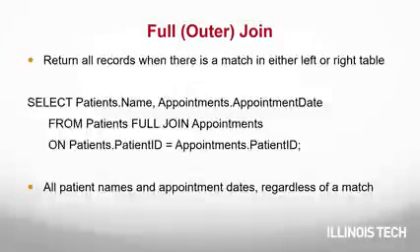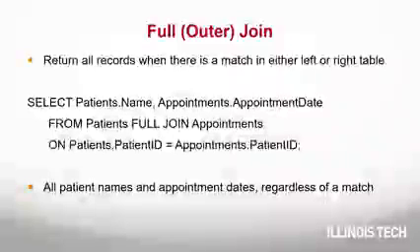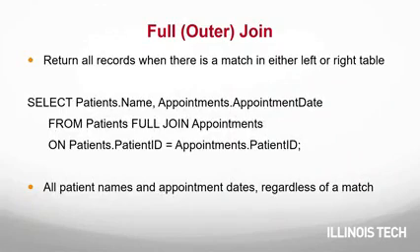So using our example again, if we select patient's name, appointment date from patients full join appointments, what we will now get are all of the patients and all of the appointments. If there's a patient who doesn't have an appointment, they will have null for the appointment data. If there's an appointment which somehow doesn't have an associated patient, it will have null for the patient name.